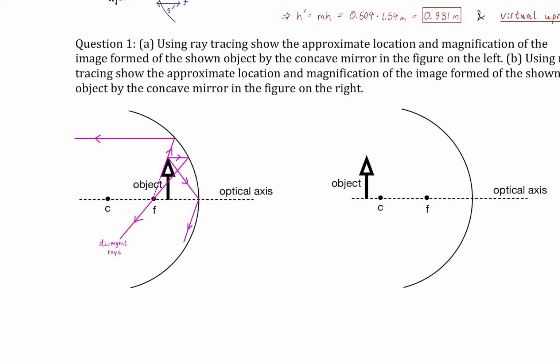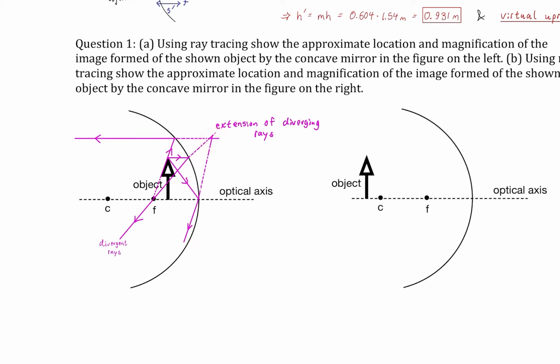Okay, now these are divergent rays. They're divergent because look, they're spreading out. They're never going to cross, right? If we just continue these rays to infinity, they will never cross. So what we need to do is draw extensions of the diverging rays because they do have a common origin.